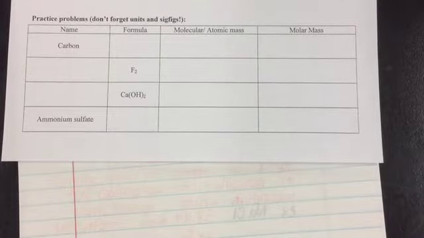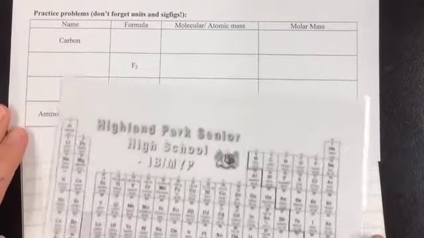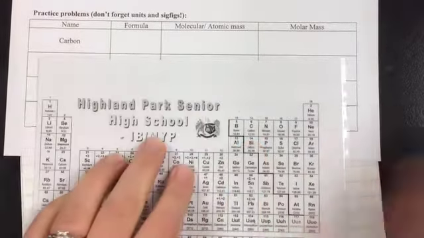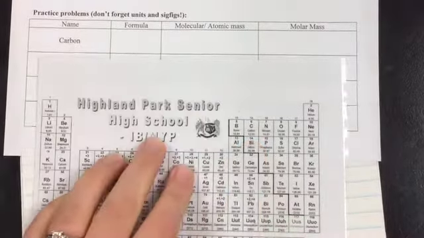Now we're going to do some practice problems. Tape the sheet into the next page in your notebook. The first one we're going to look at here is carbon. We've got to find its formula, so that's the symbol in the box that says carbon. That would be the C.